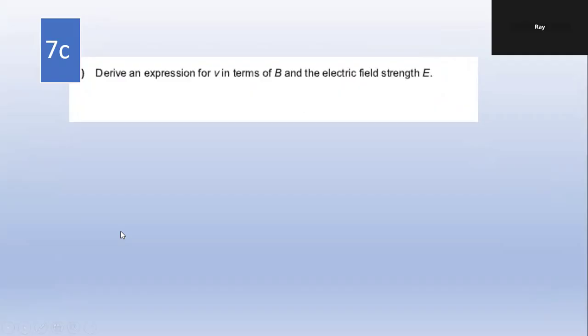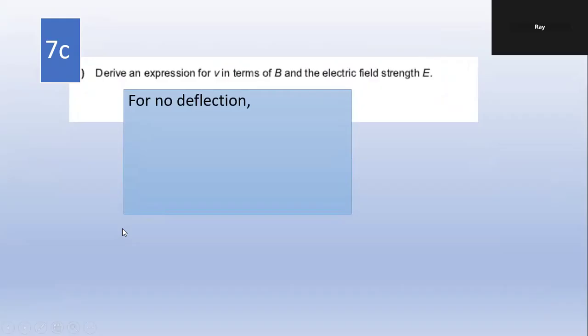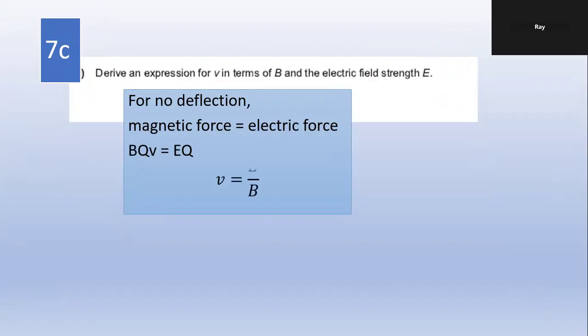Derive an expression for v in terms of B and electric field strength. They ask you to state, then you just use whatever you have stated. For no deflection, magnetic force equals electric force. Q cancels off, v equals E over B.